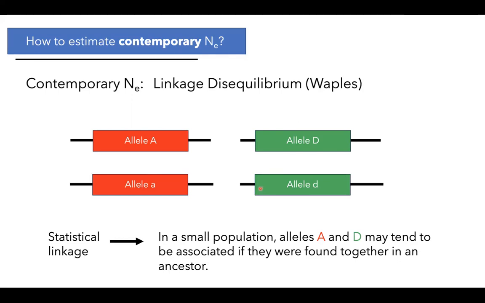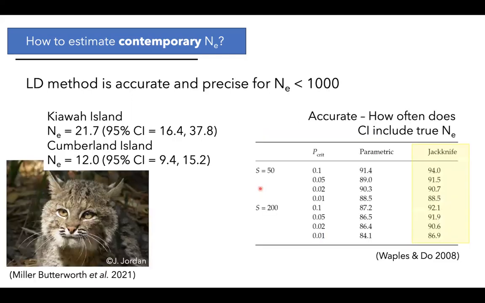The amount of association, the amount of disequilibrium between alleles at different genes is going to be more profound in small populations, and we're going to lose that signal in large populations. Okay. And the method that Waples came up with is really good, but it's really good with some limitations. So if you are looking at a small population, specifically an effective population size less than 1,000, this method has been shown to be really accurate and really precise.